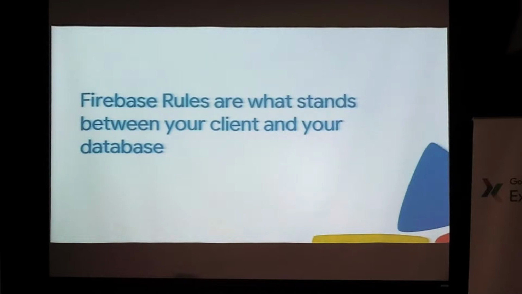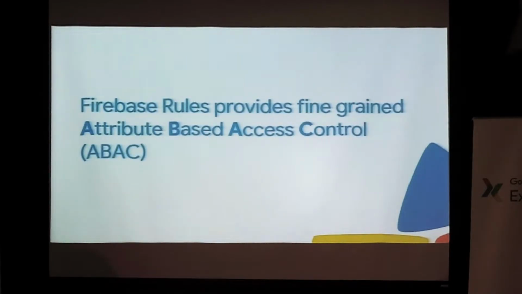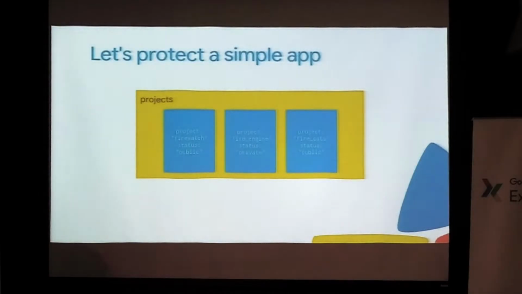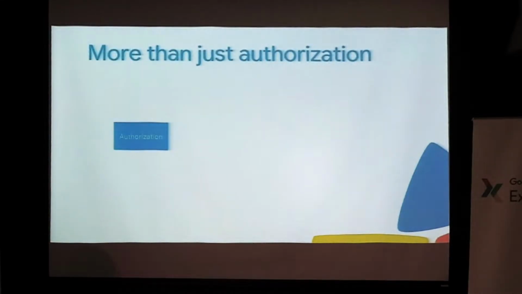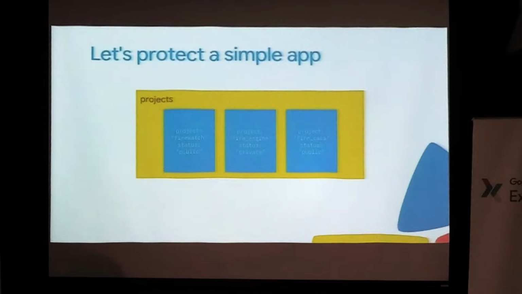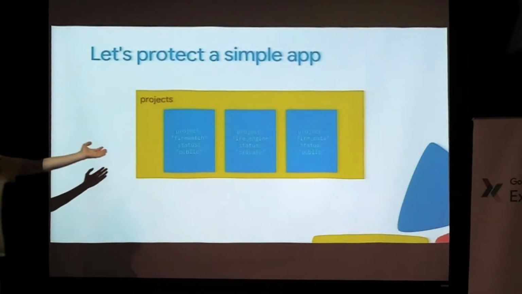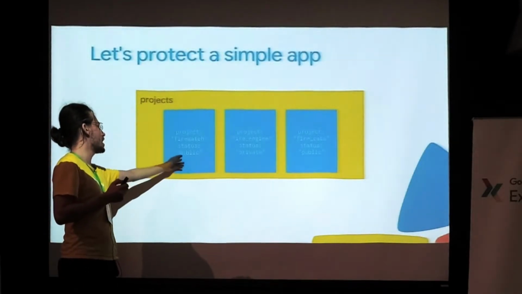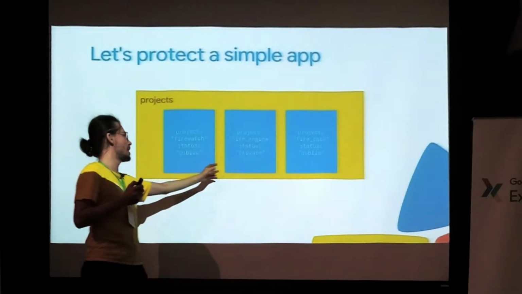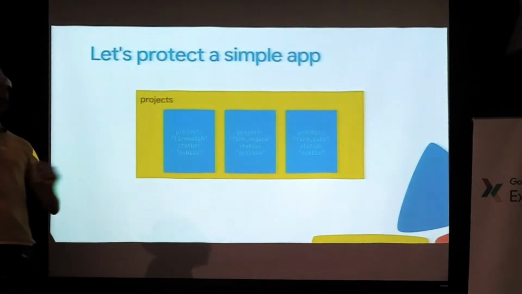So Firebase security rules is the stuff that allows your client to only do the things they're supposed to. Firebase rules provide a fine-grained, attribute-based access control system. So what does it mean? Let's assume you have a simple project with this kind of structure. You would have a data field, and you would have a flag marking a project either public or private.